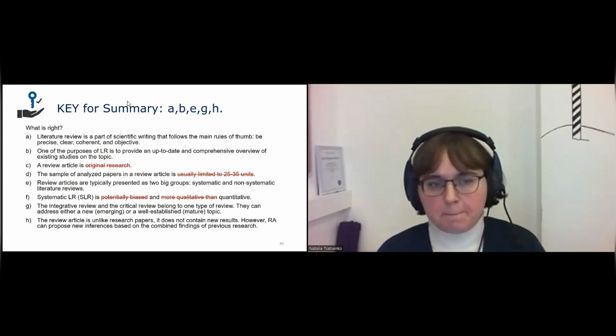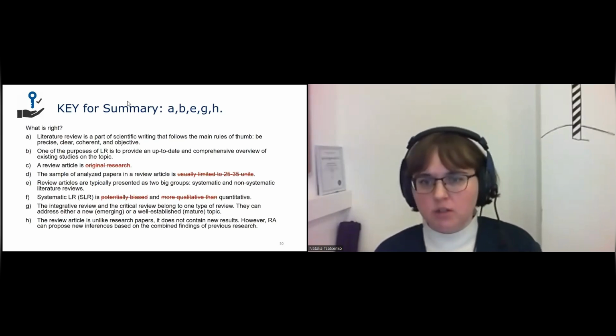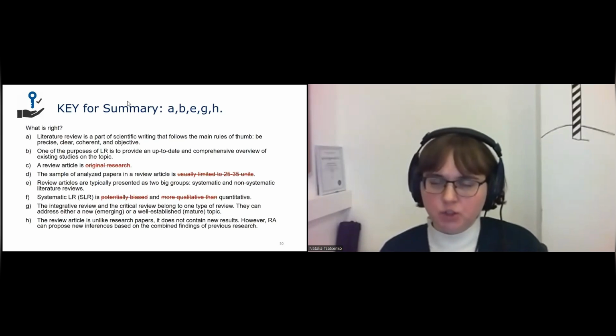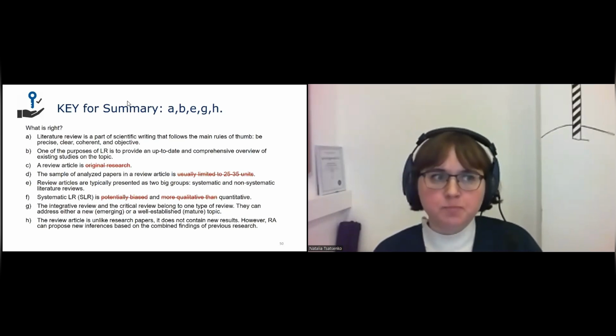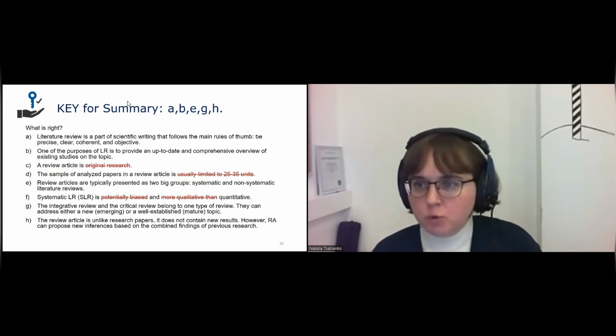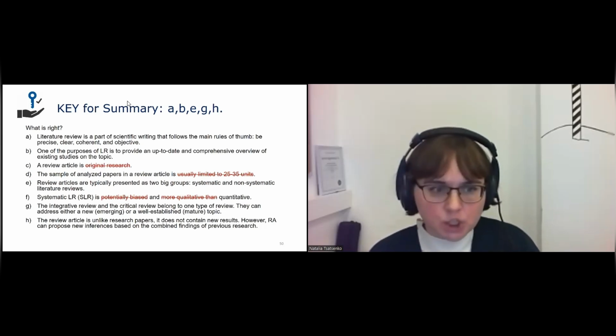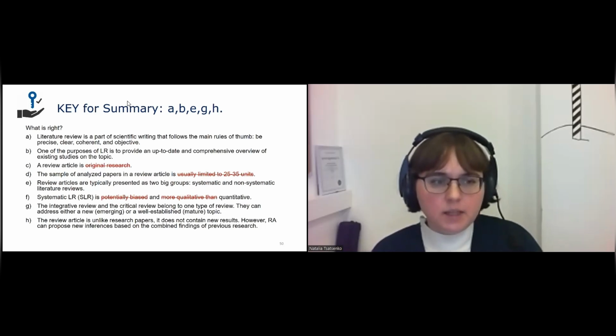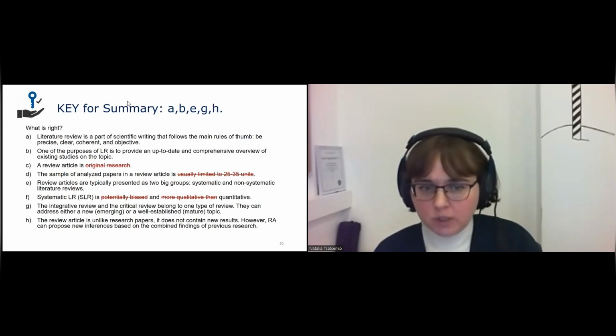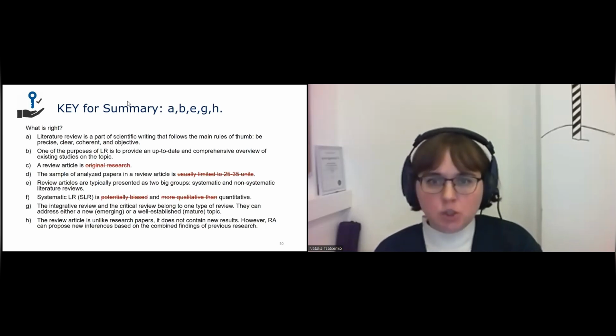Regarding D, the sample of analyzed papers of review article, usually we don't have strict limitations. As we can see, systematic literature review will be much more than this number which you can see on the slide. If we talk about the narrative review, it could be this number, it could be more. So there are no limitations. Regarding the third false statement, that systematic literature review is potentially biased. No, it's unbiased and it's more quantitative. So these are the three wrong statements.